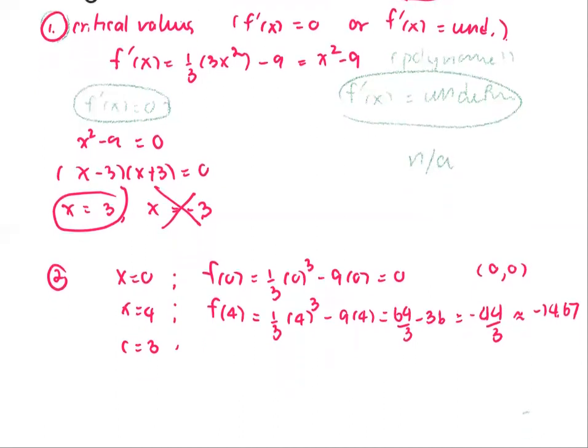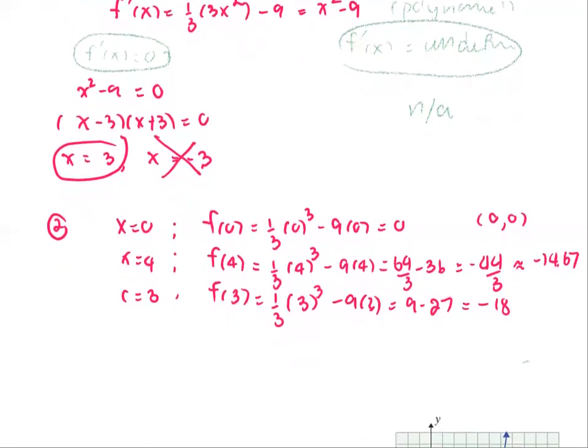Set it aside and add the critical value x equals 3. The function at 3 is 1 over 3 times 3 to the third power minus 9 times 3, or we get the number 9 minus 27, which is negative 18. We get all three function values.